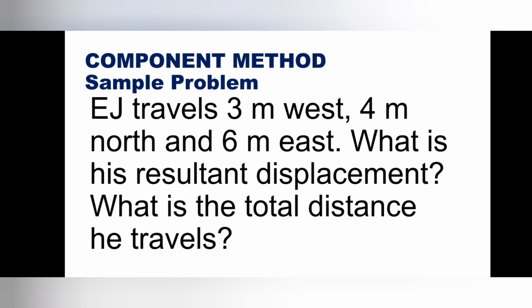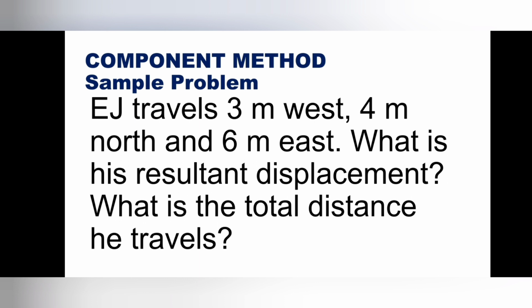So this is an example problem for the component method. An easy problem. EQ travels 3 meters west, 4 meters north, and 6 meters east. What is his resultant displacement and what is the total distance he travels? Actually, the second question can be answered by just looking at the given.